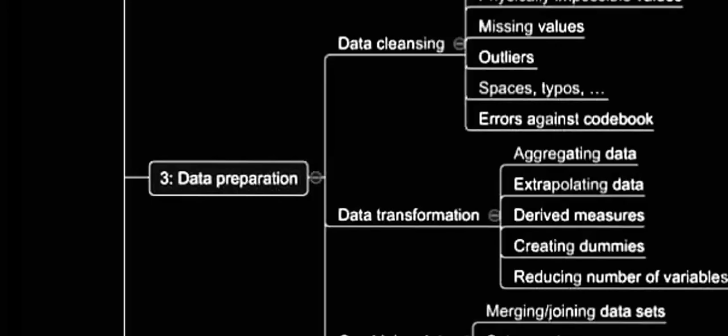Normally we don't extrapolate such a large quantity when we are very concerned about precision, but still, extrapolating data means this. Then we derive measures to create good transformed data. Then we create dummy values, and then we also reduce the number of variables. For example, let's say my concern is about how many people have bought the product.